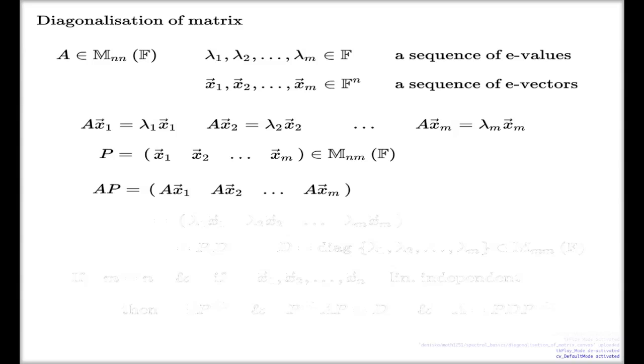I just follow the observation from the first slide today. But now I'm going to use this fact that lambdas and x's are just eigenvalue and eigenvector pairs. If I use that, I can continue the line like this. Each column becomes lambda 1 x1, lambda 2 x2, lambda m xm.